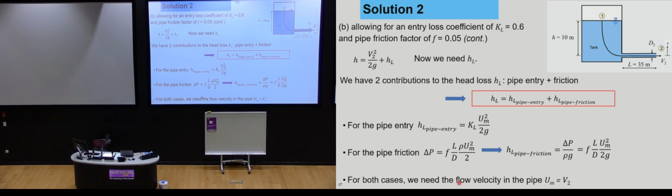And we know that for both cases, we need the flow velocity in the pipe, which in this case is going to be V2. And that's the critical, important velocity to use in this example. So now we just have to go and substitute these expressions for the pipe entry and the pipe friction into our equation here, and we basically complete the problem.